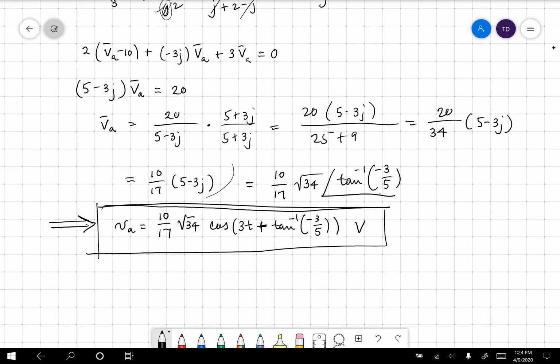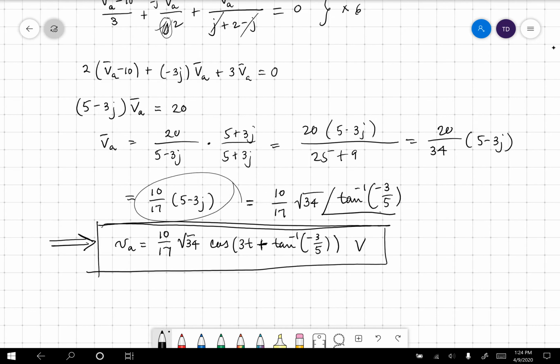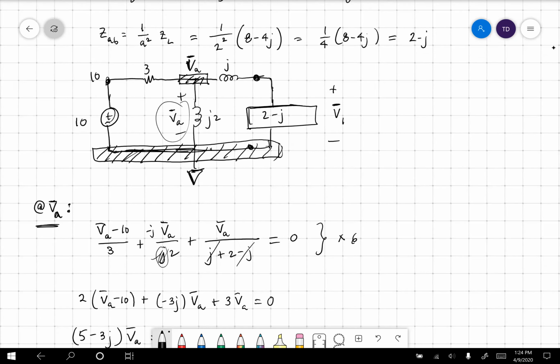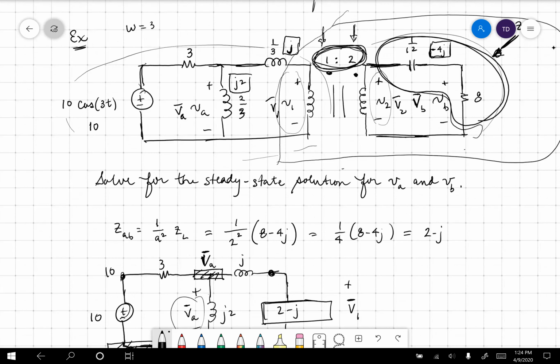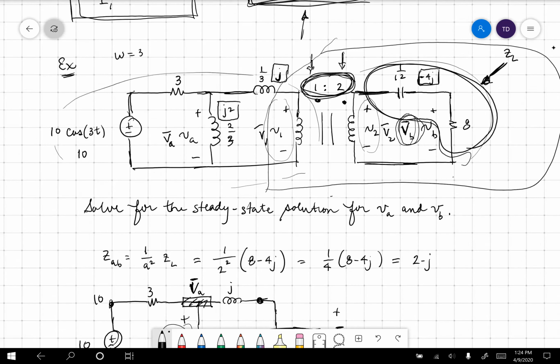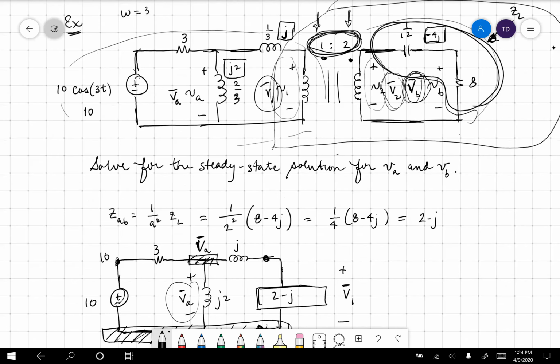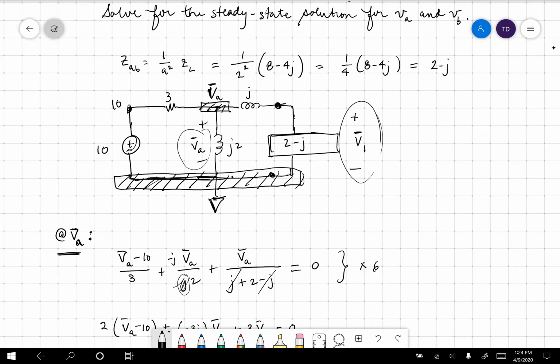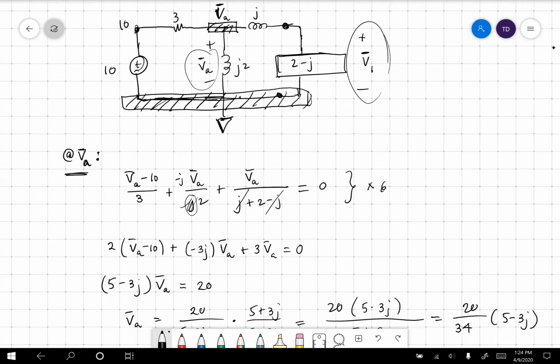I still want to work here, though. I still need this because look what we're after. We're after VB. V is over here. In order to find VB, I need to find V2. Once I have V2, I can use a voltage divider. I can't find V2 unless I have V1, but that V1 is this V1 right here. So V1 is still a voltage divider.